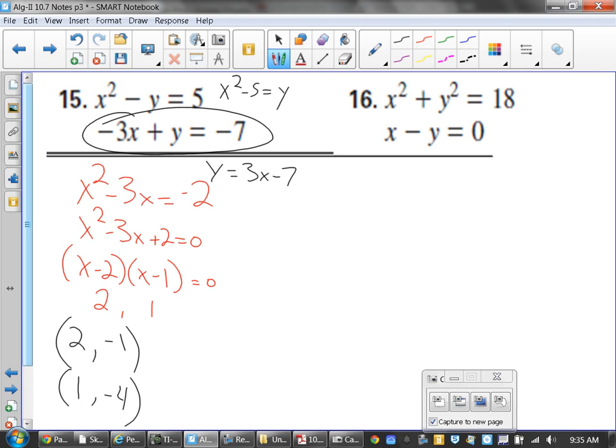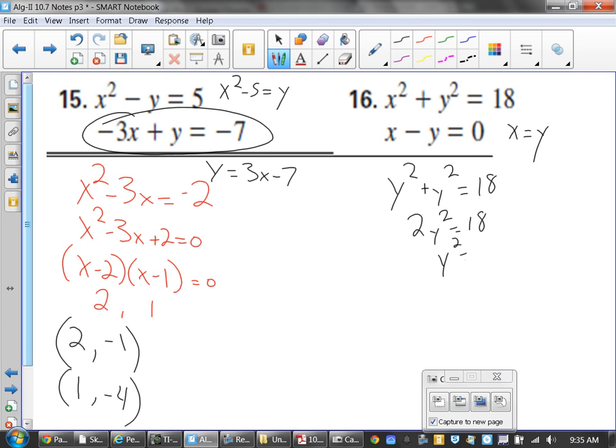Because in the second problem here, here's what I would do. x equals y, therefore y squared plus y squared is 18. I'm just substituting it. If you have two equations and you find one variable, you can use either equation, even the same equation that you found it on. Here you just go 2y squared is 18.